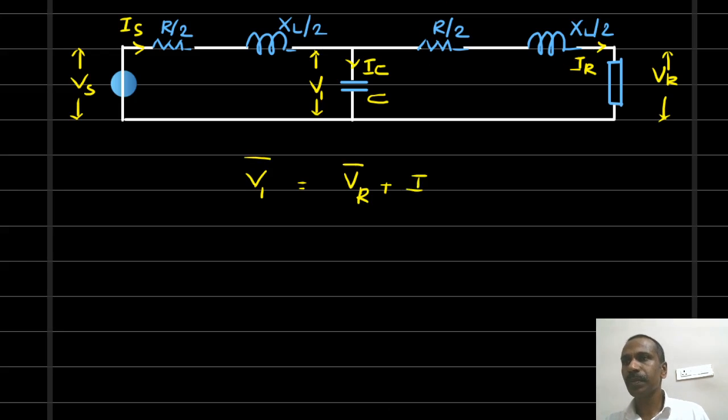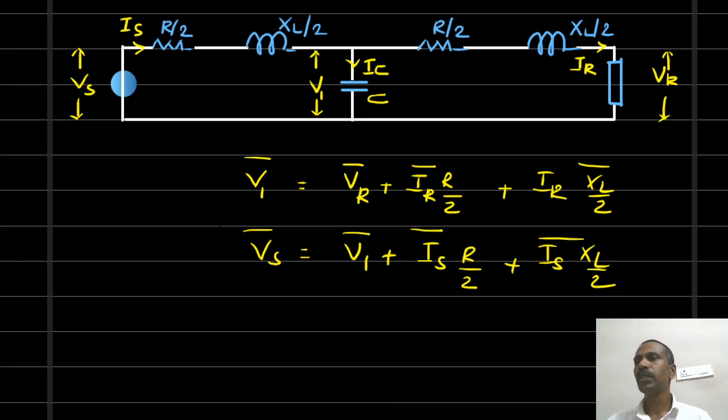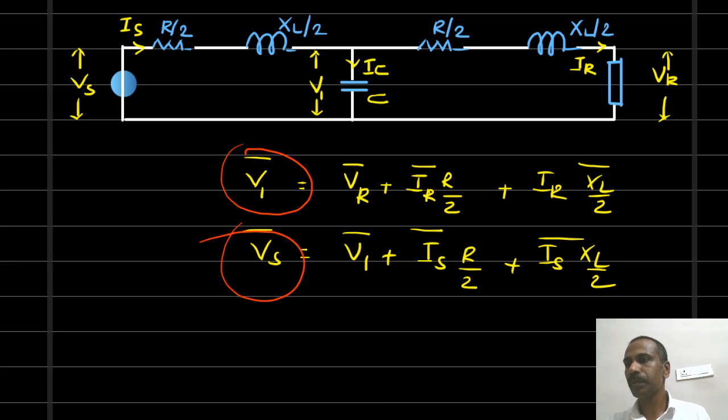All are vector quantities. IR into R by 2 plus IR into XL by 2. This is V1. From V1 we should find out Vs. Vs is equal to V1 plus the drop in this part of the line, where the current is IS, into the drop across the resistor plus the drop across the inductor. So this is how we are going to find out the sending end voltage. First we will find out V1, voltage across the capacitor. From that we will find out Vs.